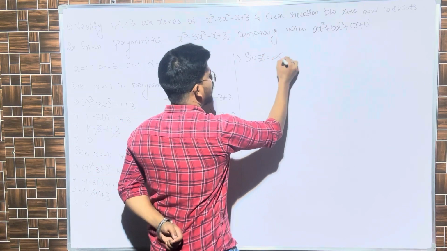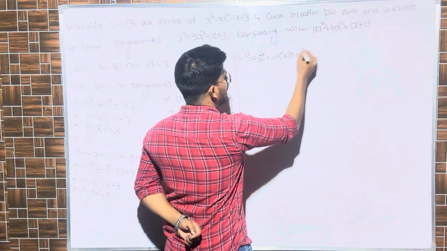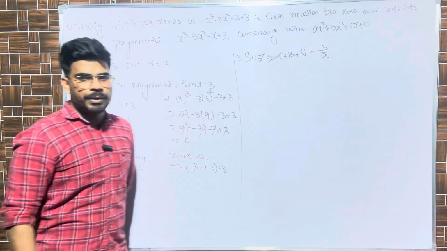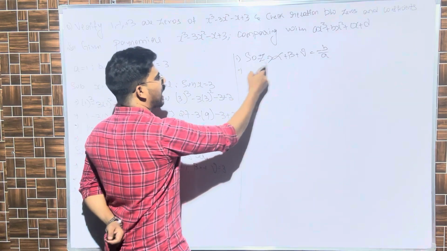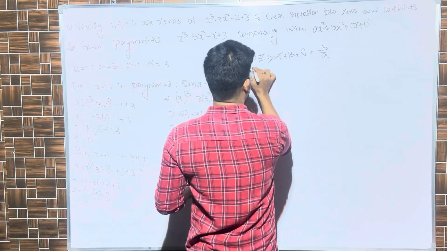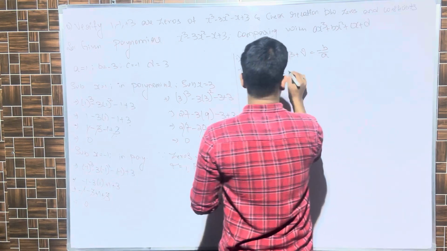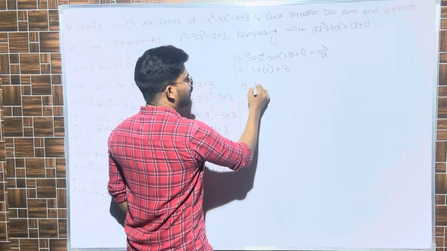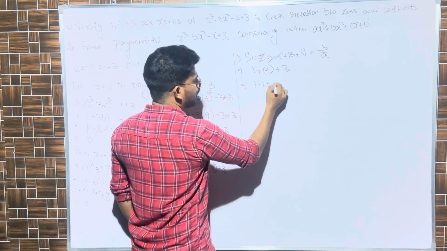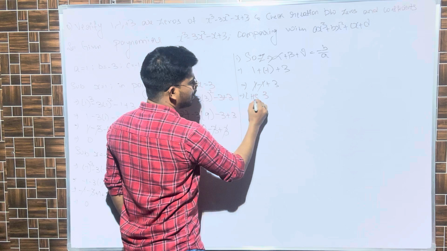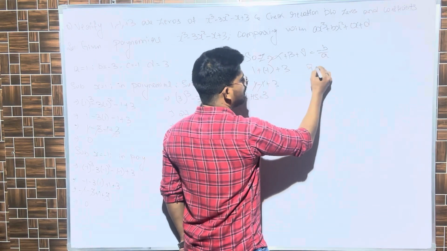Sum of zeros is nothing but alpha plus beta plus gamma. This should be equal to minus b by a. Alright. What is the value of alpha? 1 plus beta minus 1 plus gamma 3. So 1 plus minus 1 plus 3, which is equal to 3. LHS we got 3. RHS is also supposed to be 3.